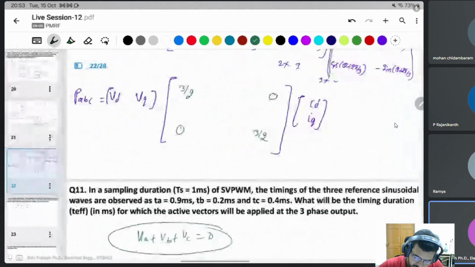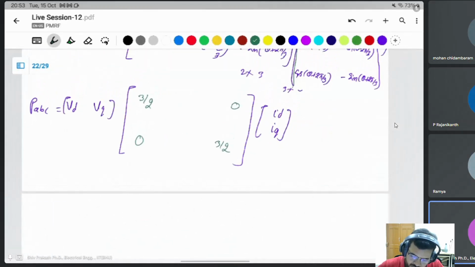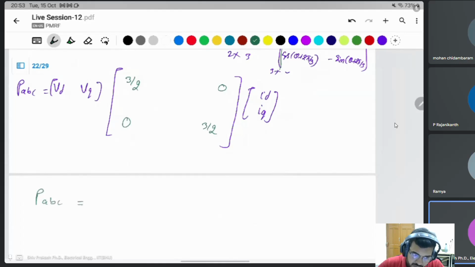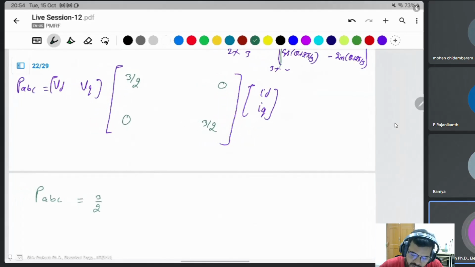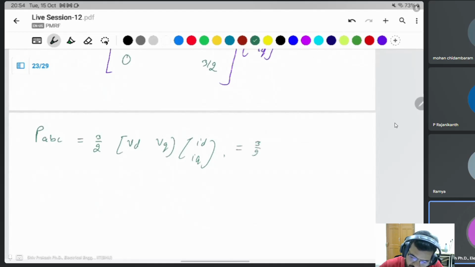If 3 by 2 is common, then this will be the identity matrix. If we multiply the identity matrix with VD and VQ, then it will be the same VD and VQ and ID IQ. Then it will be 3 by 2 VD ID and VQ IQ. Then K is equal to 3 by 2, or equal to 1.5.